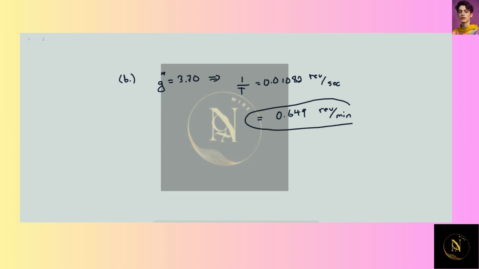Doing the same exact calculation now, I get that 1 over T is equal to 0.01082. And this is in revolutions per second. And then now I need to multiply by 60 to convert it into revolutions per minute. When I do that, I get 0.649 revolutions per minute. And those are the two speeds that we have to spin this thing at in order to simulate the gravity on Earth and on Mars. So this is the answer to part B here.